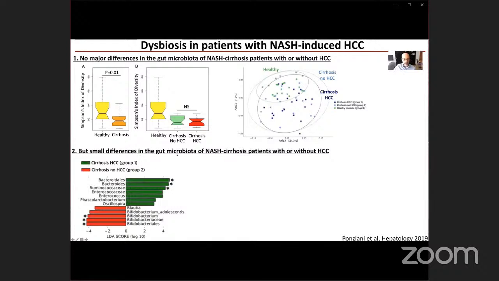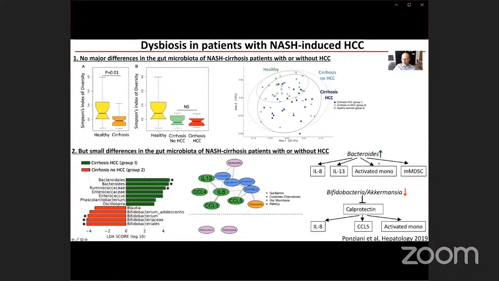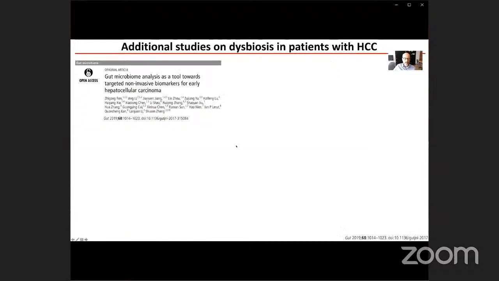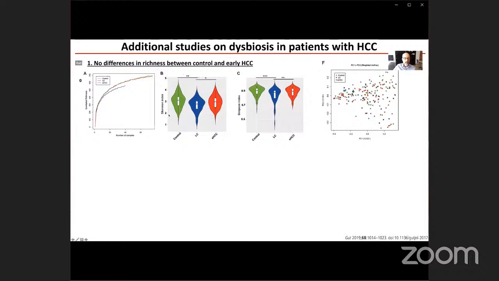However, taking a closer look at the genus level, the authors could see differences between cirrhosis with and without HCC, and they could also associate specific changes, such as increased Bacteroides and decreased Bifidobacteria and Akkermansia, to changes in cytokine levels, inflammation, and immunity. One additional study here compared early HCC to liver cirrhosis and control, and they couldn't really show consistent changes, at least in terms of the HCC.